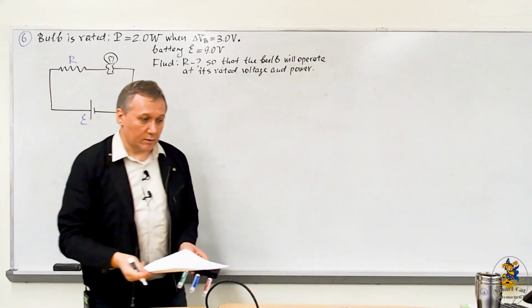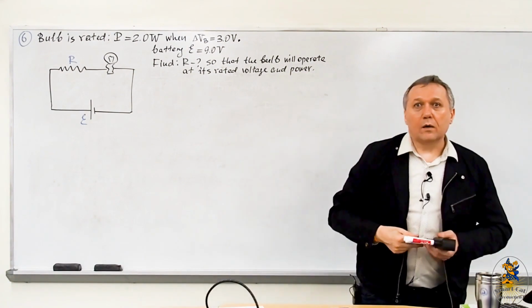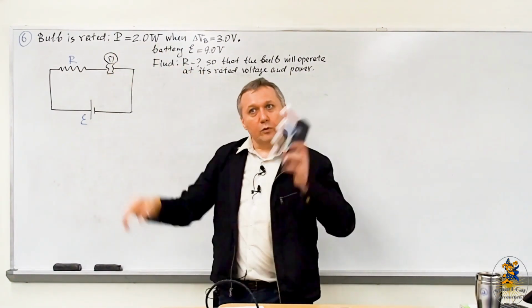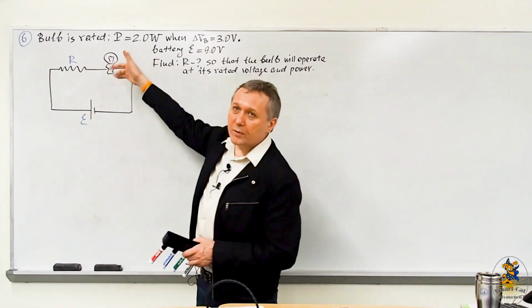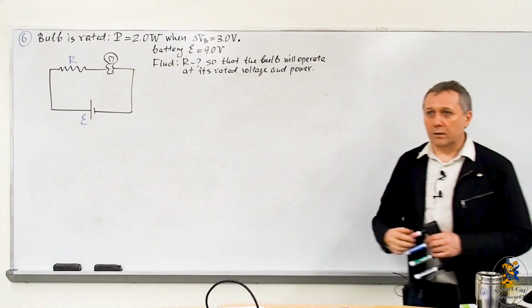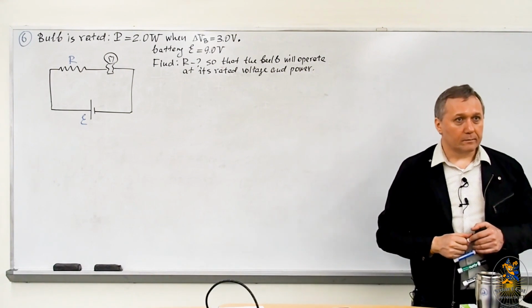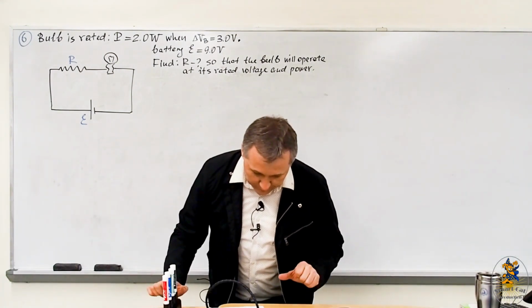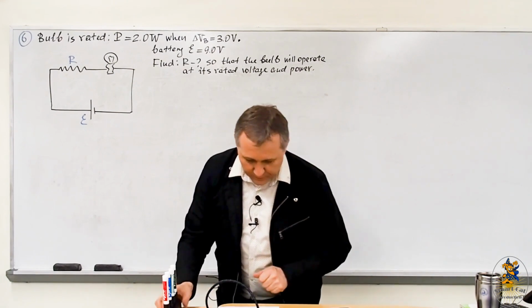Because in this case, if we don't adjust the value of R, then the potential difference across the bulb will be who knows what, and of course, this will not be the actual power of this bulb, right? Okay, so that's what is given. Yeah, everything.